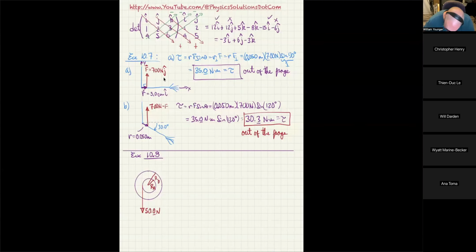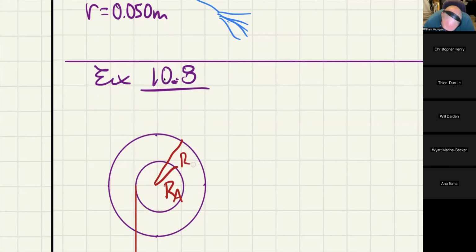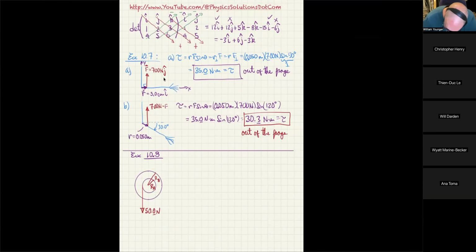That is RB, and technically that B is supposed to be a capital B. So I'm going to write down RA and RB. RA is equal to 30.0 centimeters, and RB is 50.0 centimeters. And we know the forces are both, in each case, 50 newtons.